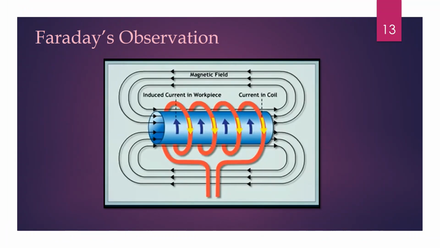Some factors lead to an increase in the current in the coil. First one is by using a strong magnet. Second one is increasing the speed of motion of the magnet. Third one is increasing the area or the number of turns of the coil.